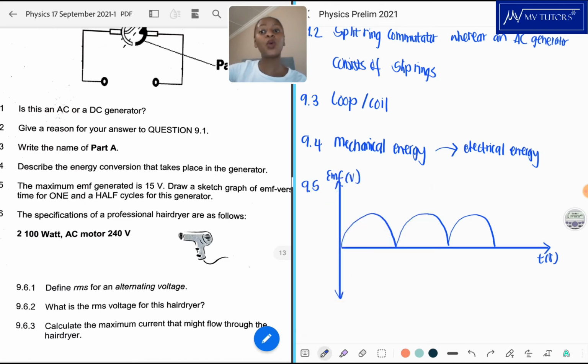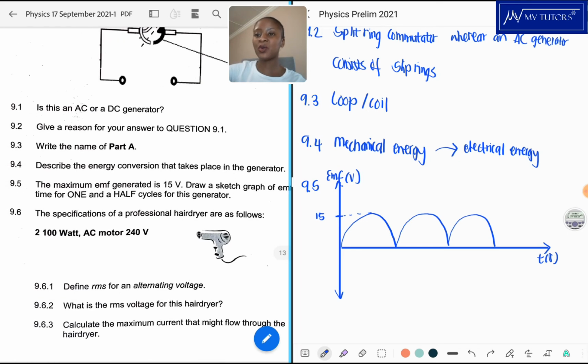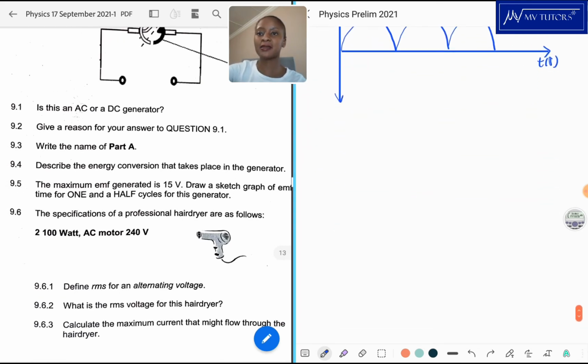Okay, and we need to indicate, they said the maximum EMF generated is 15 volts. So this is the maximum you will reach. So that would be 15. If you had the AC one, we would do something like that and like that. You would have to indicate there as 15 too. But like I said, we are dealing with a DC. So that's what we have. Alrighty, and now we get to 9.6.